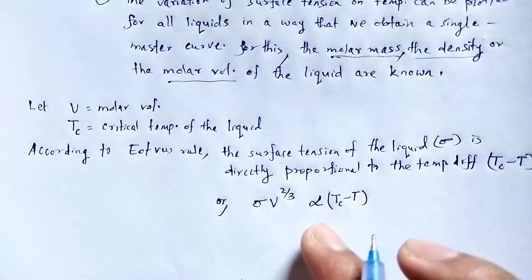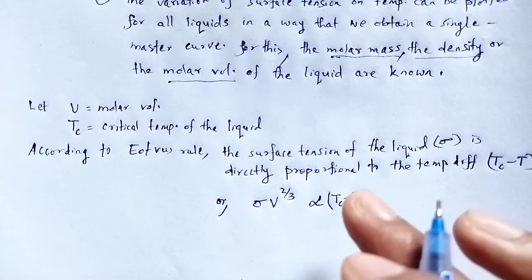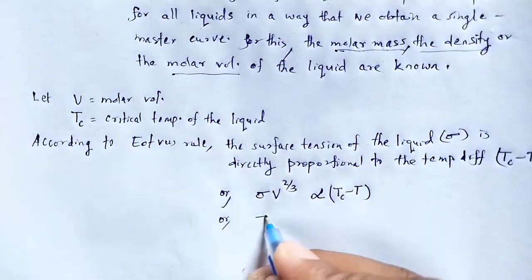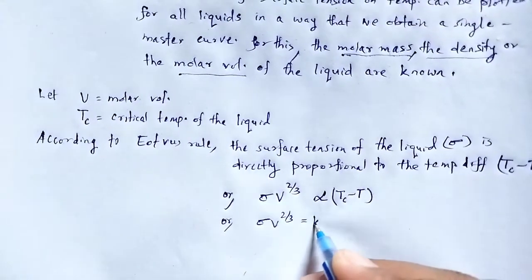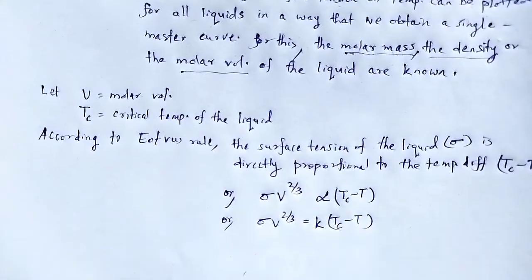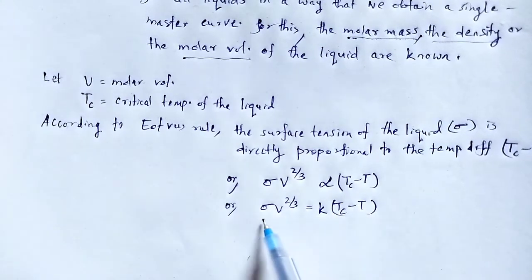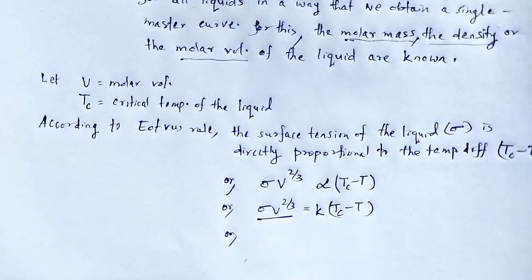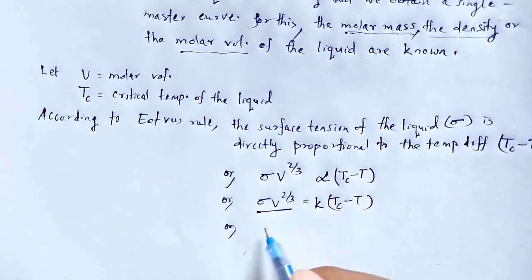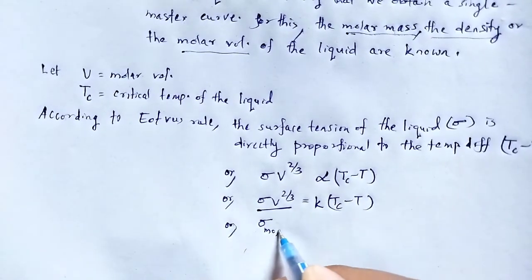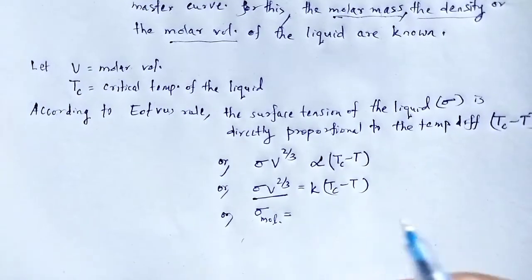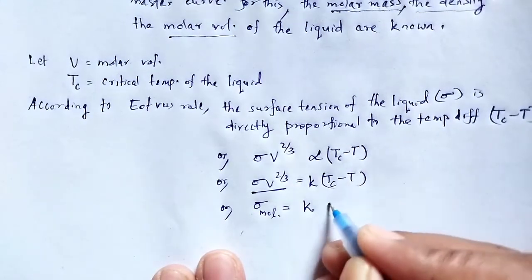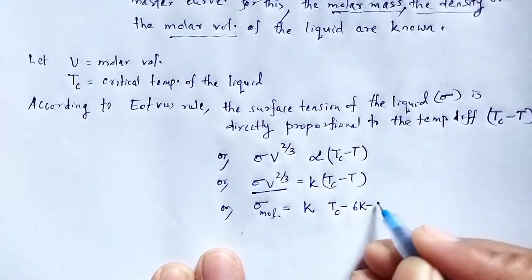Now to omit the proportionality, we take a proportionality constant K. Sigma V to the power 2 by 3 is equal to K times Tc minus T. The left hand term, sigma V to the power 2 by 3, is known as the molar surface tension, denoted by sigma mol, which is equal to K times Tc minus 6K minus T.